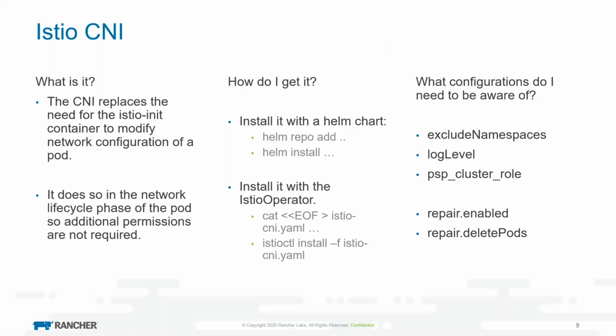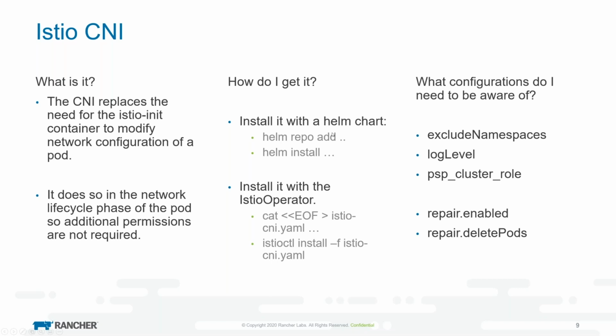Istio CNI, Istio Container Networking Interface. First of all, what is it? The CNI replaces the need for the Istio init container to modify network configuration of a pod, whereas the Istio init is an init container in a pod. It will make changes to IP tables. It will require those CapNet permissions. The CNI is going to do so with the network lifecycle phase of the pod. So it's outside of the permissions of the pod itself. It's at the Kubernetes level, in the control plane level of creation, so you don't have to worry about adding this extra permissions.